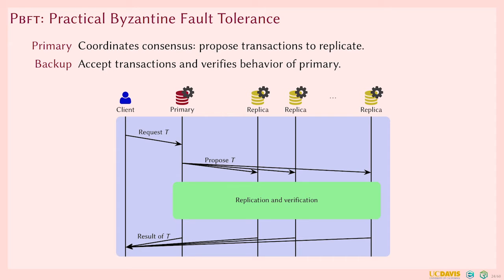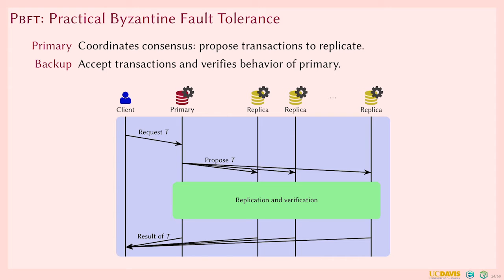So in our replicated system, we assign one replica to be the primary, and this primary coordinates the consensus process by proposing transactions that all the other replicas need to replicate. Of course, because this primary can be faulty, because we're dealing with malicious behavior, the backups will receive these proposals and they will do some communication between themselves to verify the behavior of the primary. And in the normal case, this process is sufficient to get everything working. After the replication and verification, all the replicas will execute and they will inform the client of the result.